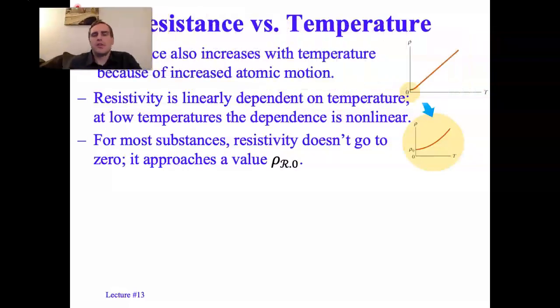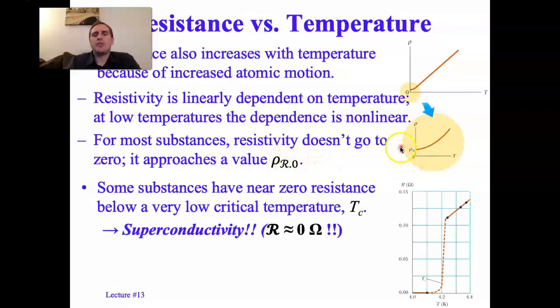Notice that as temperature increases, we should get more resistivity. That's because the more the molecules move around, the more that conduction electrons have collisions with them along the way. Now, if we zoom into this part of the graph, notice that it's nonlinear when you're at very low temperatures. For most substances, the resistivity doesn't go below 0. It approaches some rho sub r, comma 0.